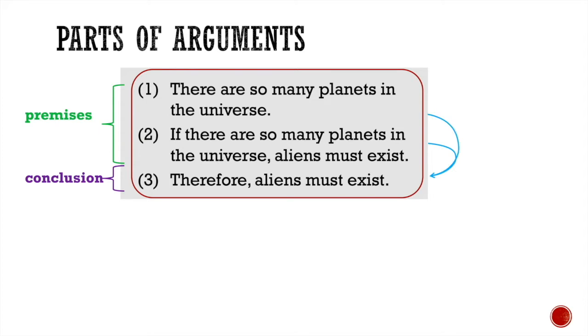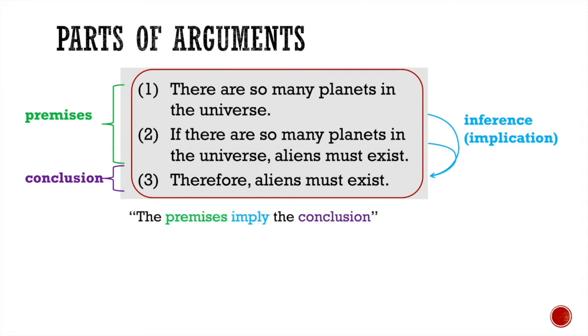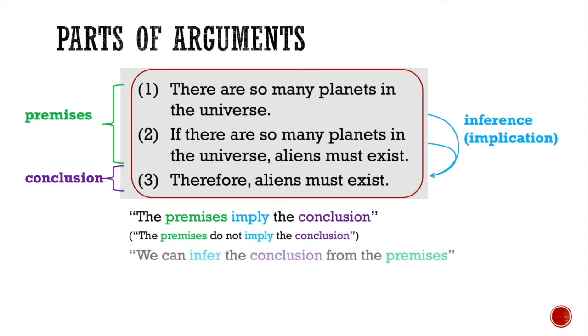But apart from the premises and conclusion, there's also an inference or implication. We say that the premises imply the conclusion, or the premises do not imply the conclusion. Or we say that we can infer the conclusion from the premises, or we cannot infer the conclusion from the premises. So the point is that the premises are supposed to be a reason for the conclusion, so that if the premises are true, then that gives us good reason to believe the conclusion is true. So the inference is the movement from the premises to the conclusion.